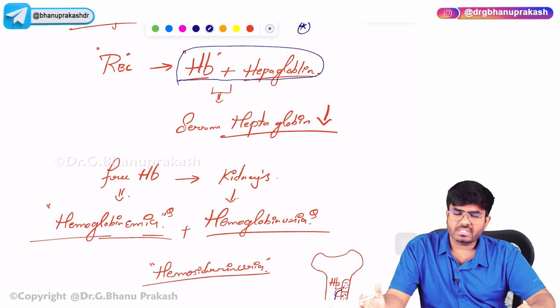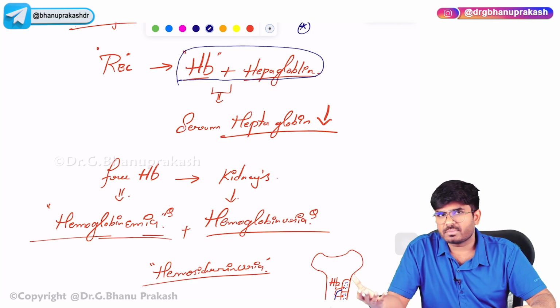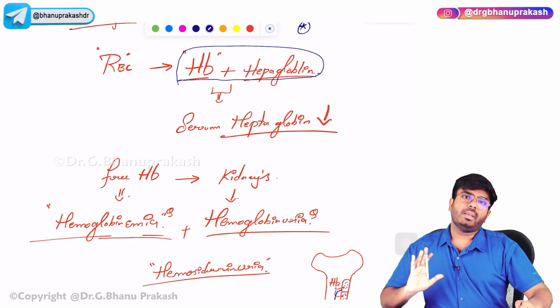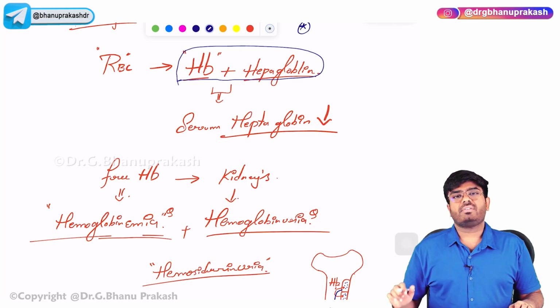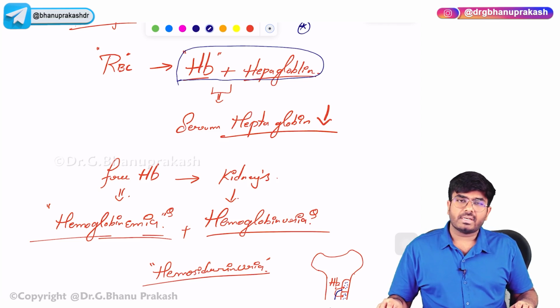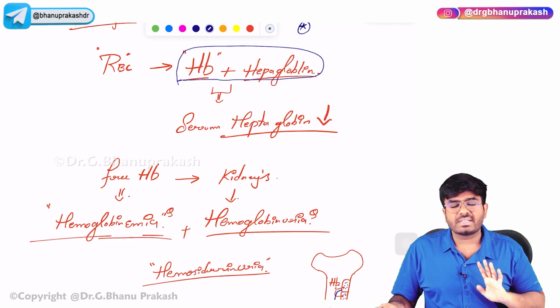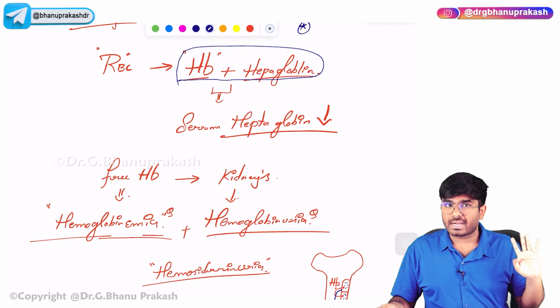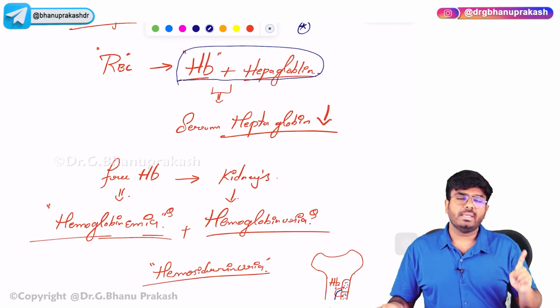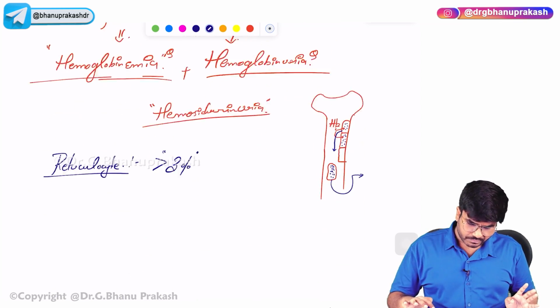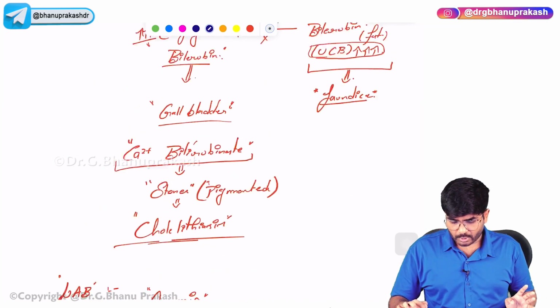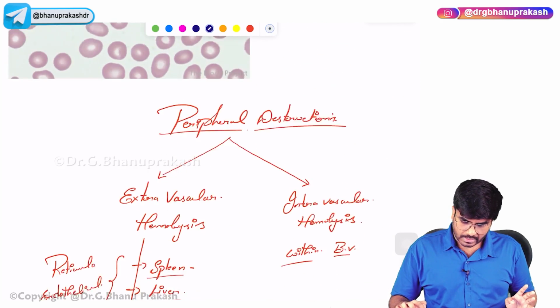Even these patients will have a mild degree of jaundice, symptoms can be seen, but the main important point is serum haptoglobin levels will go down. In both the conditions, extravascular hemolysis or intravascular hemolysis, it doesn't matter, the corrected reticulocyte count is going to be more than 3%. So with this, the basics about intravascular hemolysis and extravascular hemolysis are completed.